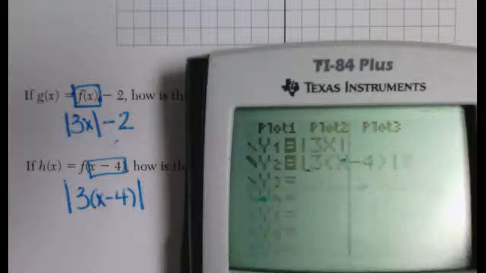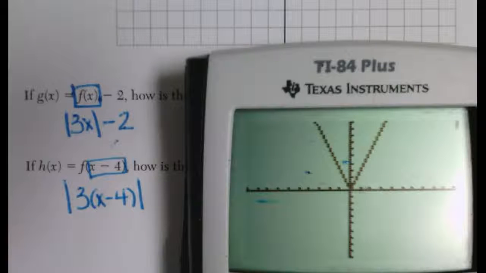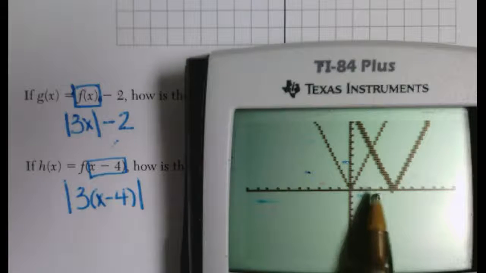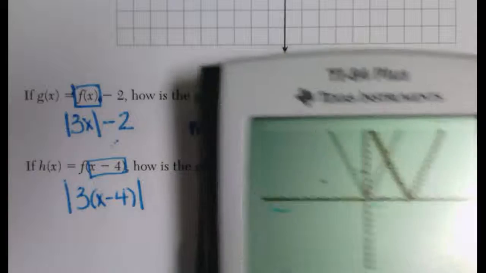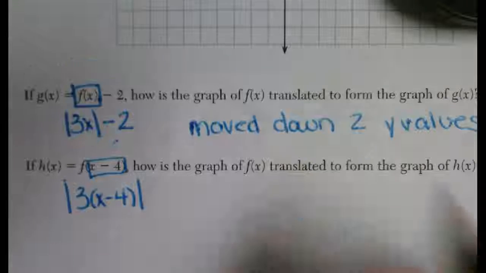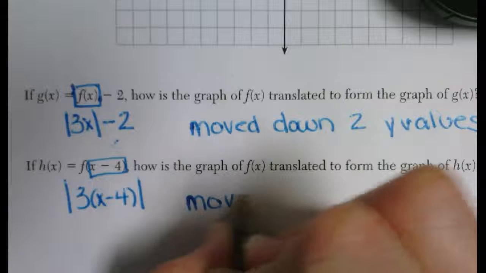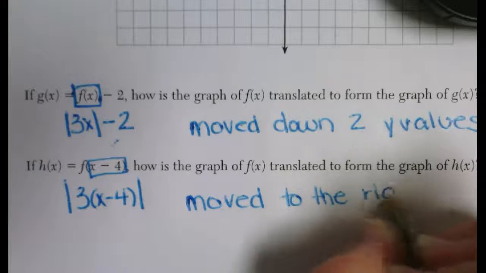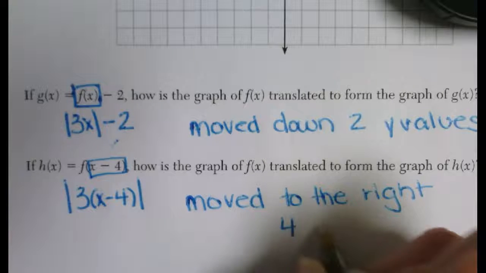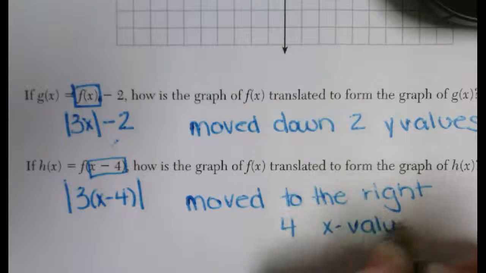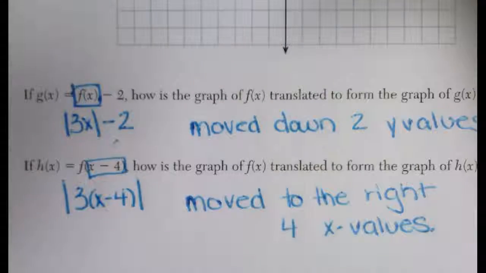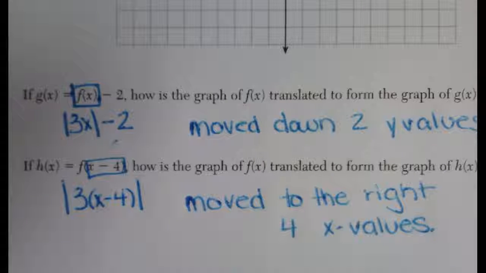So let's see what happens. I hit graph. Here's my first equation. Here's my second equation. What do we think happened? It moved over. How many? 1, 2, 3, 4. It moved 4 places to the right. Moved to the right 4 x values. Okay, and that concludes this problem, and we'll stop. That's the end of F-BF.B.